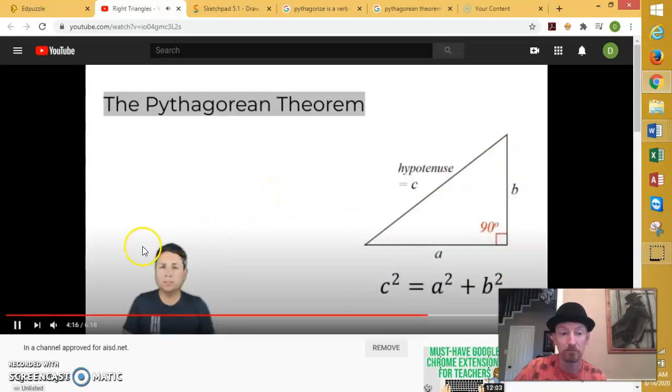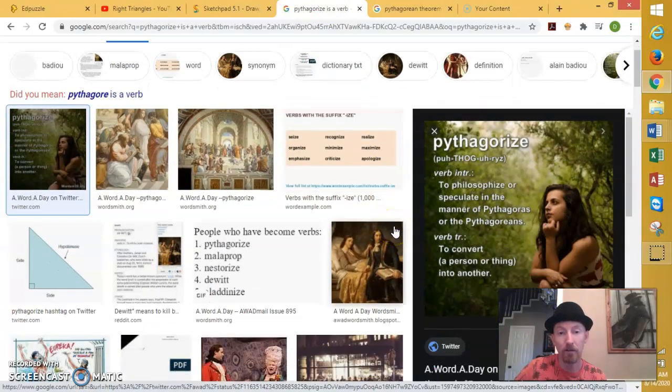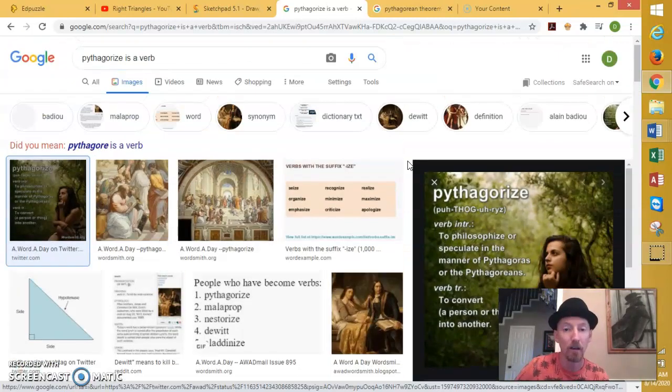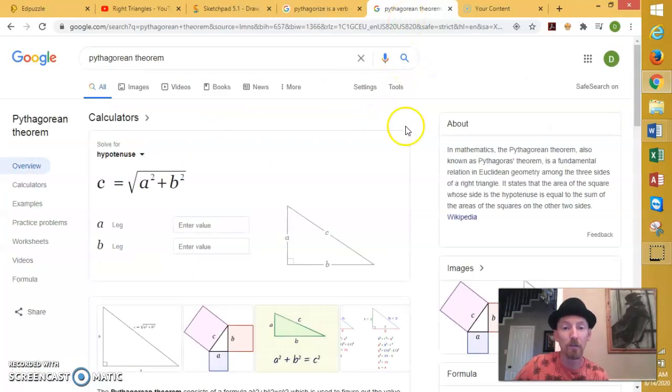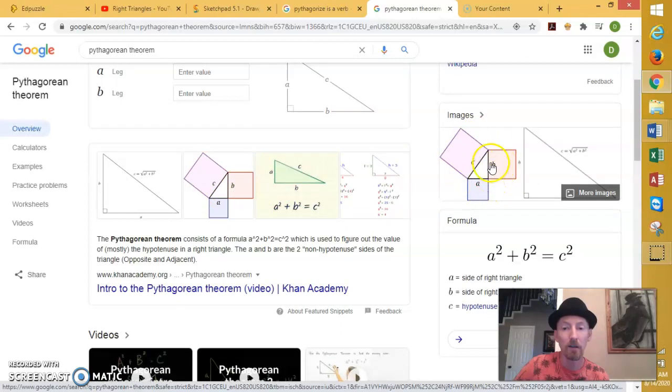A squared plus b squared equals c squared. So Pythagorean theorem is the thing. To Pythagorize is a verb, and I actually typed this into Google and found this cute little thing. But a wise man once told me, to Pythagorize is to invoke the Pythagorean theorem. And so you are doing Pythagorean theorem. So we may say Pythagorize, and it's a verb. Pythagorean theorem, if you Google this, brings up this neat picture, which is one of my faves, of these 3 squares, and they make a little right triangle.